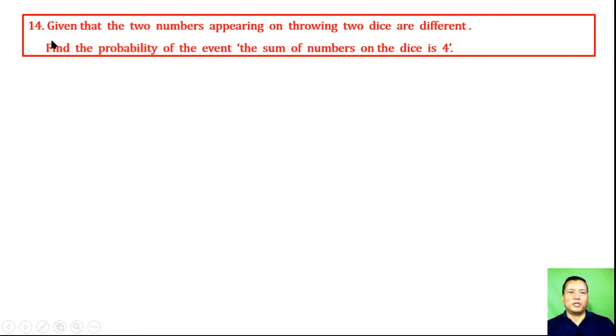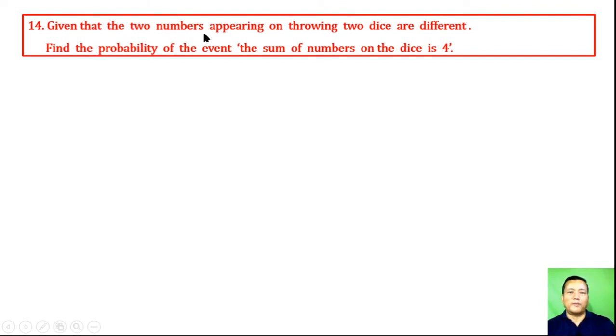Question number 14. Given that the two numbers appearing on drawing two dice are different, find the probability of the event: the sum of numbers on the dice is 4.